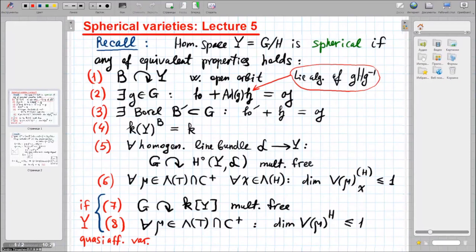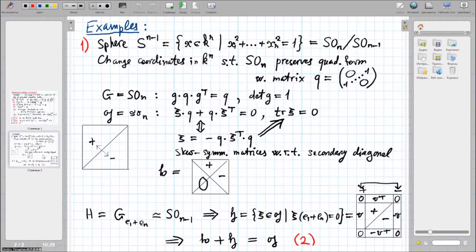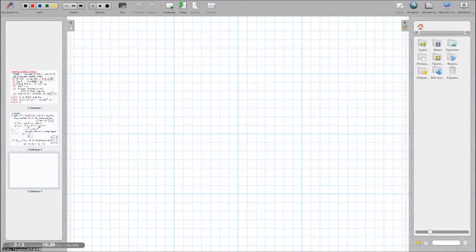Right? Yes, we get the condition 2, that the sum of the Borel subalgebra and the Lie algebra of the stabilizer, maybe conjugate one of another point, equals the Lie algebra of G. Or the condition 3, which is the same thing. So we have checked that the usual sphere is a spherical homogeneous space. And this explains the name. By the way, let me say a few words about names.